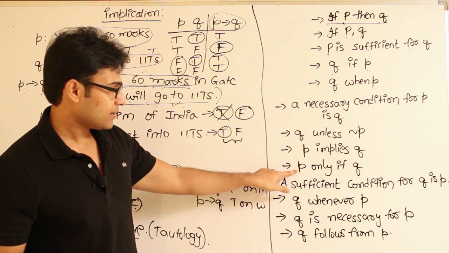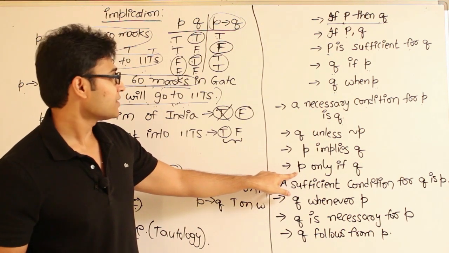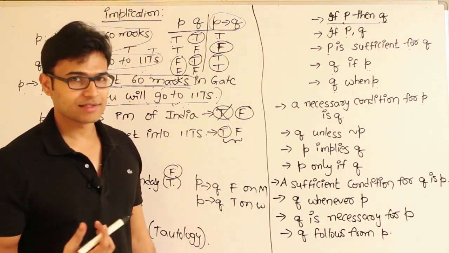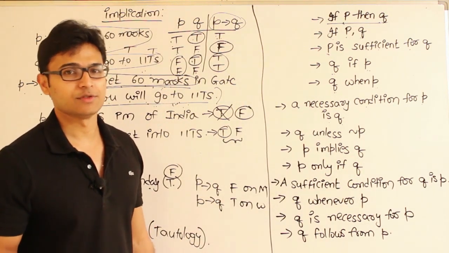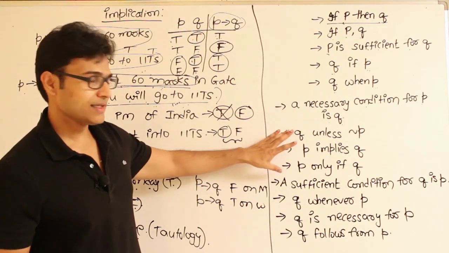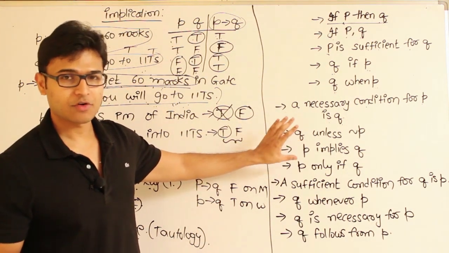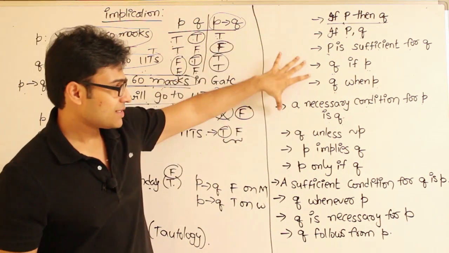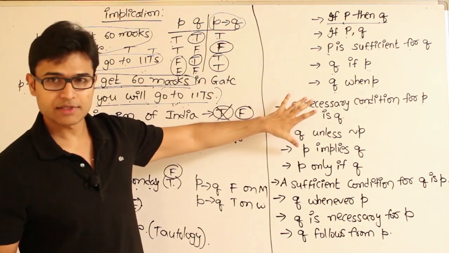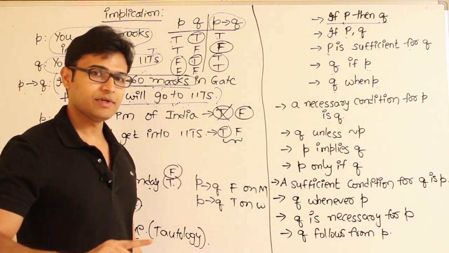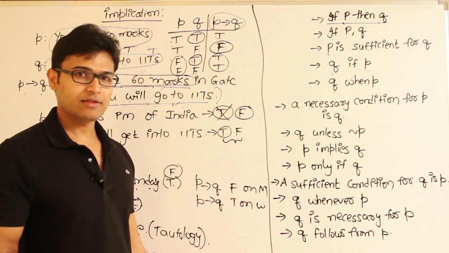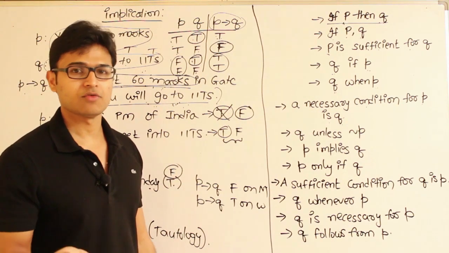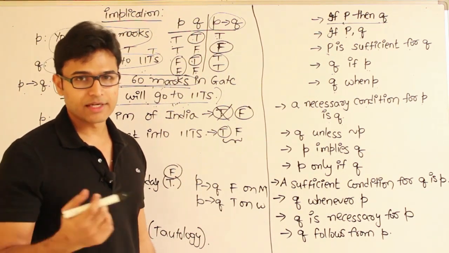Getting 60 marks in GATE only if you go to IITs. Doesn't make sense, but still it is a notation which is used. Now why am I saying all this? In the exam they might not say what is P, what is Q. Instead they will give you one statement using any of these notations, and you are supposed to identify what is P and what is Q in that, and then modify the statement. They will ask you what is contrapositive, what is inverse, what is converse. We'll get back to that question.